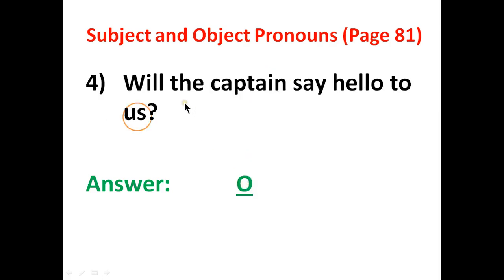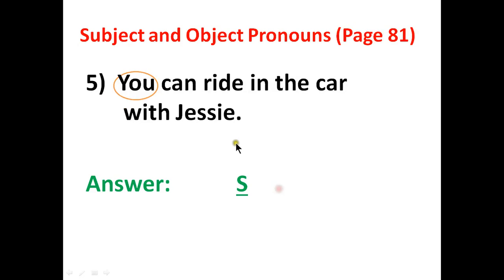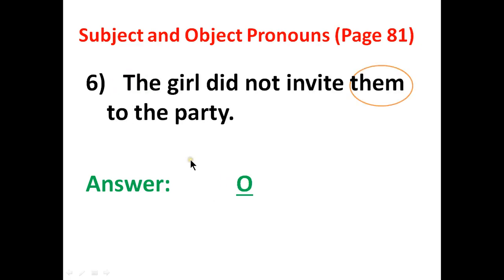Number 4, will the captain say hello to us? Please circle us and write O on the line. Number 5, you can ride in the car with Jesse. Circle you. Now it is being used as a subject pronoun, so you will write S on the line. Number 6, the girl didn't invite them to the party. The word them is an object pronoun, so you will write O on the line. Please don't forget to circle them.